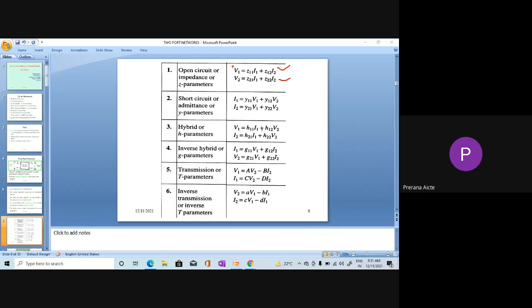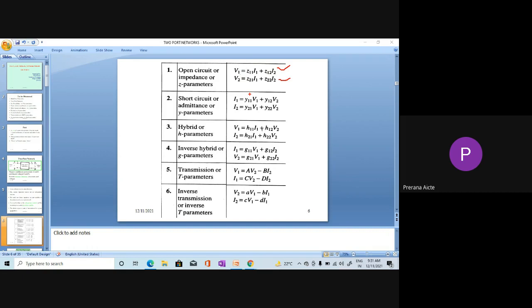I already told you that we require two linear equations. The two linear equations are V1 and V2. V1 is subjected to port 1 and port 2, and V2 is subjected to your port 2. While solving these two equations, you will get your Z parameters. From these two equations, what are the Z parameters? Can you imagine? Z11, Z12, Z21, Z22. These are the Z parameter values. You need to find these values.